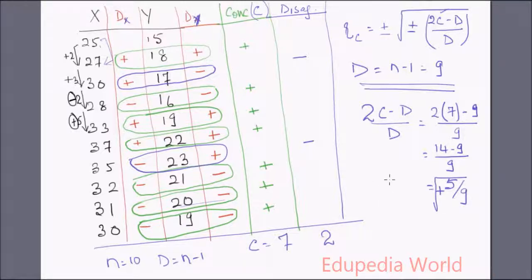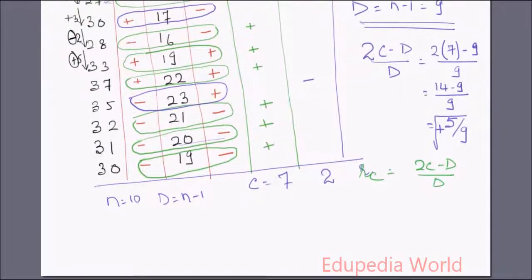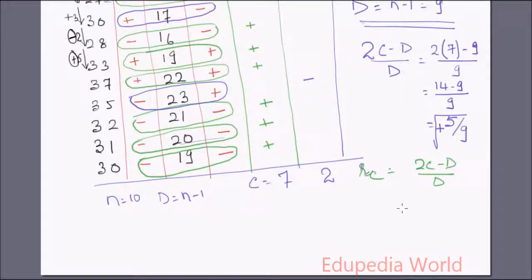Okay, had it been negative, let's assume that the value of RC is negative. Say you have RC equals the value of 2C minus D by D. Let's say that the value we got for this is negative, say it's coming out to be minus 1 by 2. In that case, our formula for RC is plus or minus root under plus or minus 2C minus D by D. If this happens to be negative, I'll of course take the negative one.